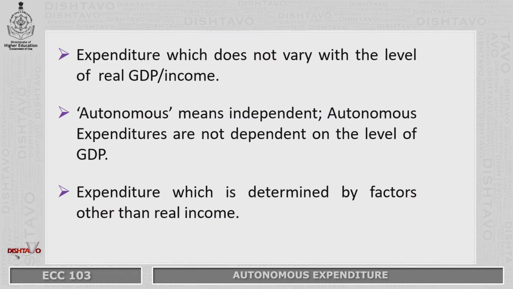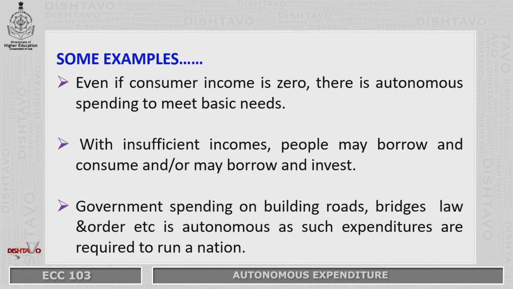Autonomous expenditure is that part of aggregate expenditure which does not vary with the level of real GDP or income. It does not increase or decrease when income changes. The term autonomous means independent. Autonomous expenditures are not dependent on the level of GDP. Rather, it is expenditure which is determined by factors other than real income.